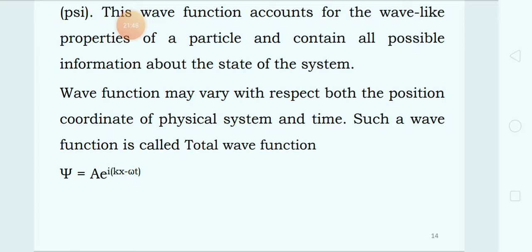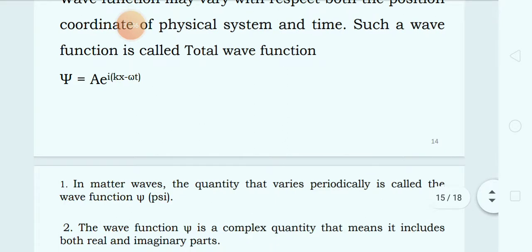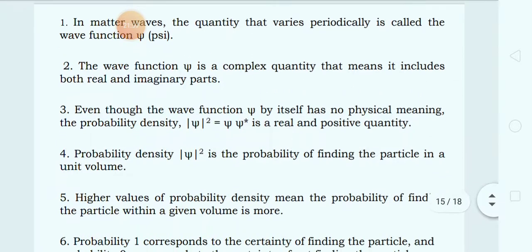Representation of the total wave function is capital psi equal to A e power i(kx minus omega t). Some of the physical significance of the wave function: in matter waves, the quantity that varies periodically is called the wave function. The second point is that the wave function psi is a complex quantity. That means it includes both real and imaginary parts. Hence, the wave function by itself cannot be an observable quantity.